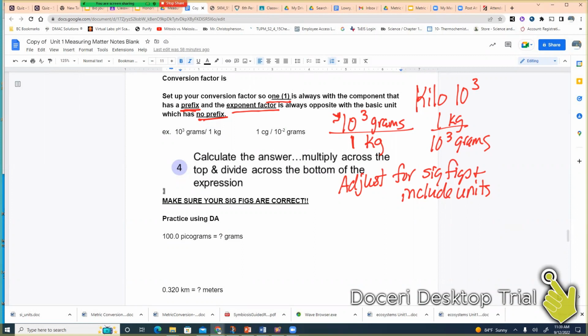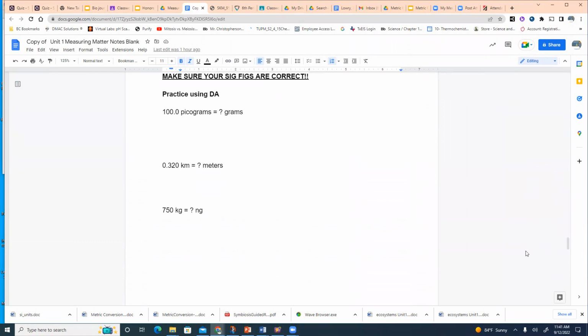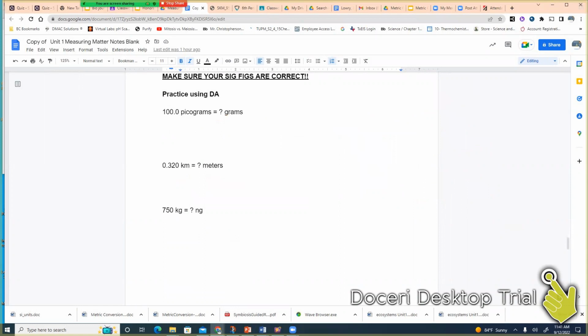All right, we good? All right, so our first one, we have 100 picograms is equal to how many grams? So if you look on your sheet, your little table, what is my exponent for pico? 10 to the negative 12, right? All right, so that's the one that I'm going to be using. So my given is 100 picograms. We said that's what we're going to start with over here. And I always put at the top, closest to my equals, what I want to convert it to, which in this case is grams.